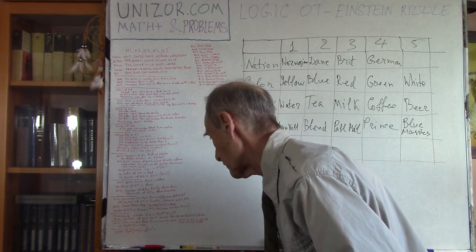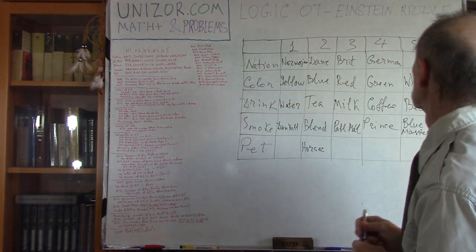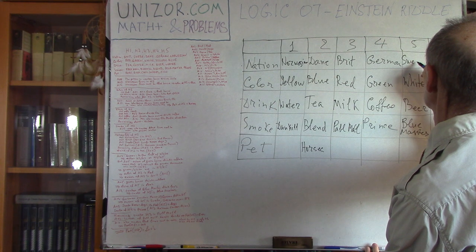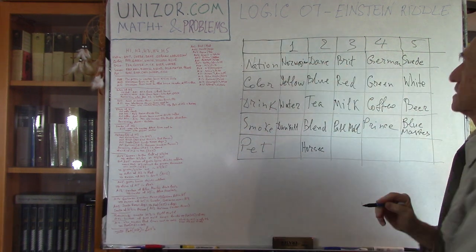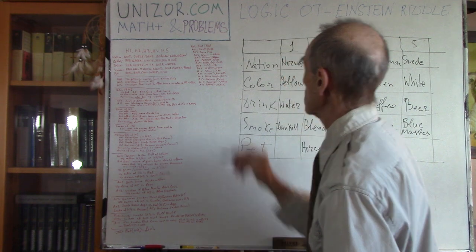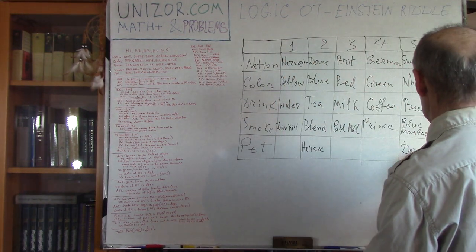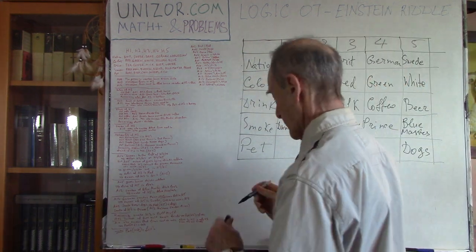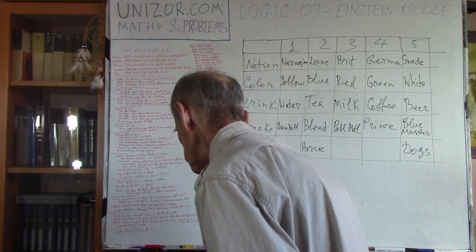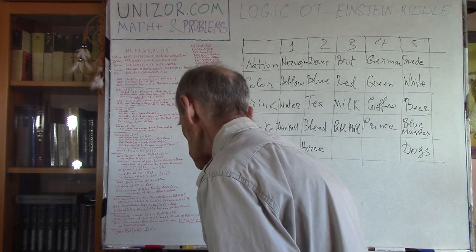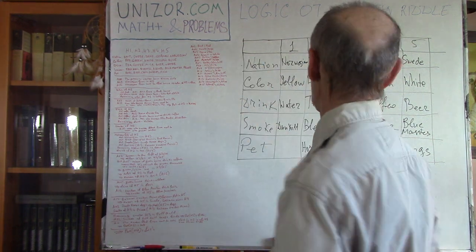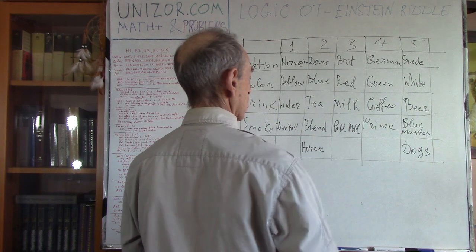So we have German, we have, okay, Swede keeps dogs. So this number five obviously remains to be for the Swede, because all other nationalities have already been taken. And we have Swede keeps dogs, that's condition number two, so we can put dogs here. So we're filling out the pets, okay? What's next? Okay, number six, smoker of the Pall Mall keeps birds. Where is my Pall Mall? Pall Mall here, so that's the birds.